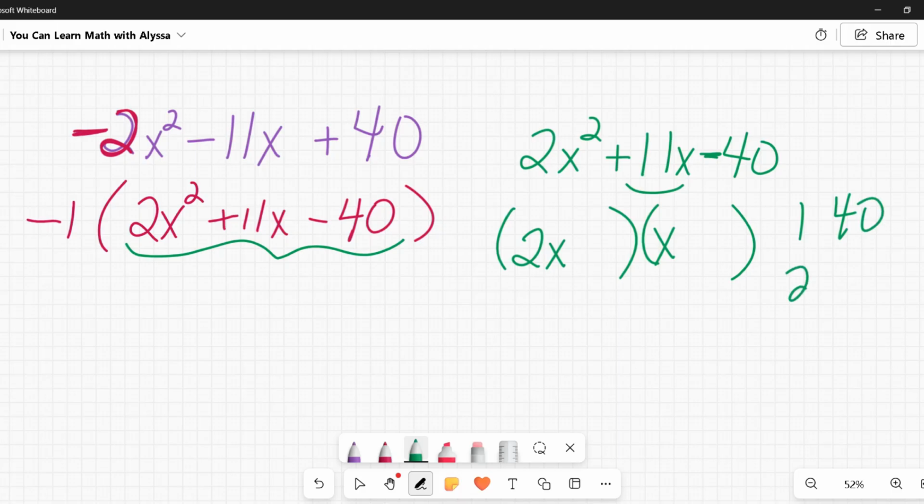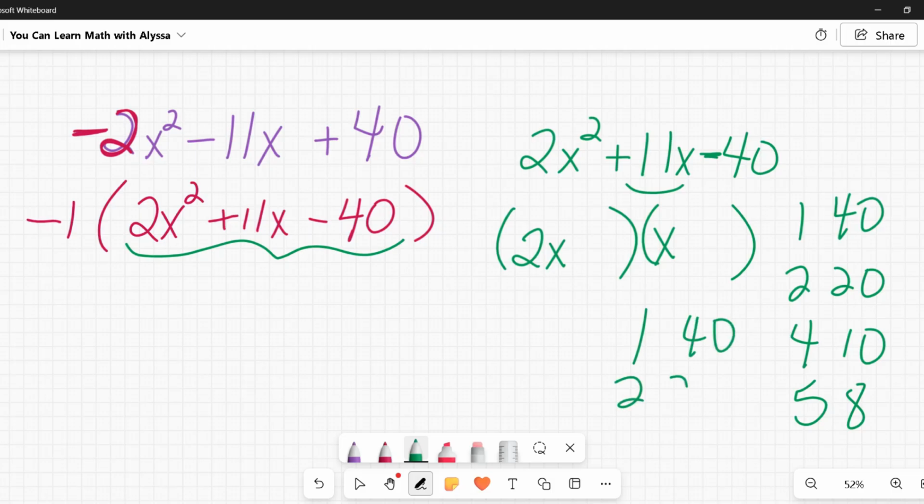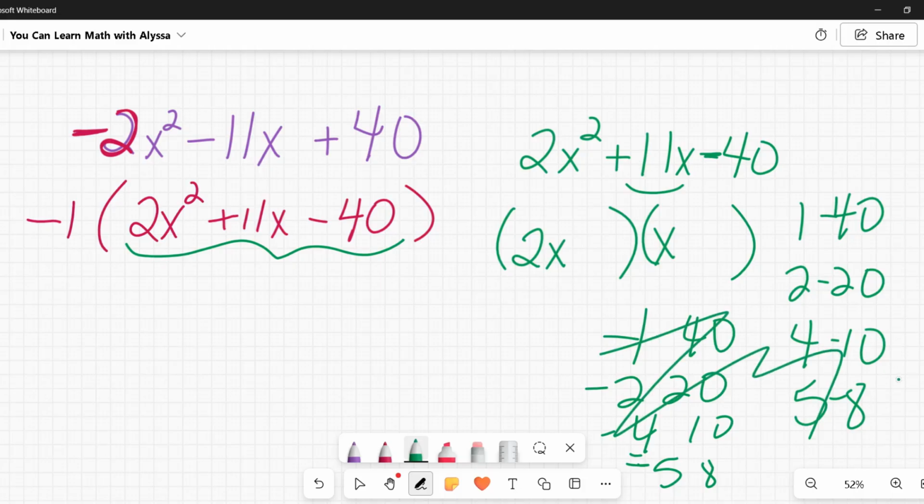1 and 40, 2 and 20, 4 and 10, and 5 and 8. And when there's a negative involved, I have to do them all over again because I have to have two pairs. That one negative, that one negative, that one, that one, that one, that one. So one of the pair is like -1, or is it -40? Is it -2? Is it -20? So I have 8 different combinations. It's possible I may end up going through all of them before I find the right one.